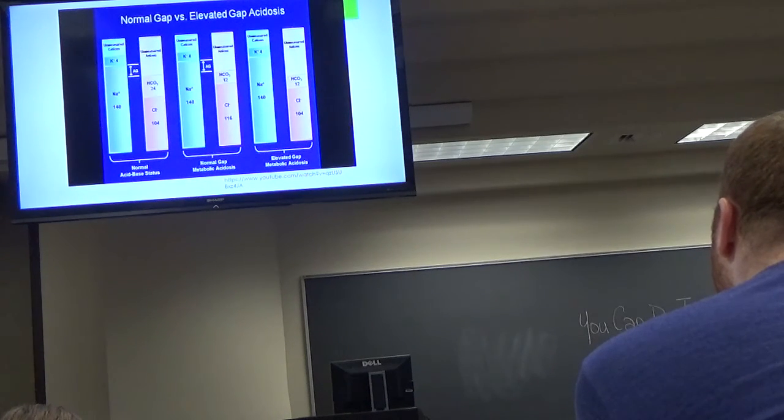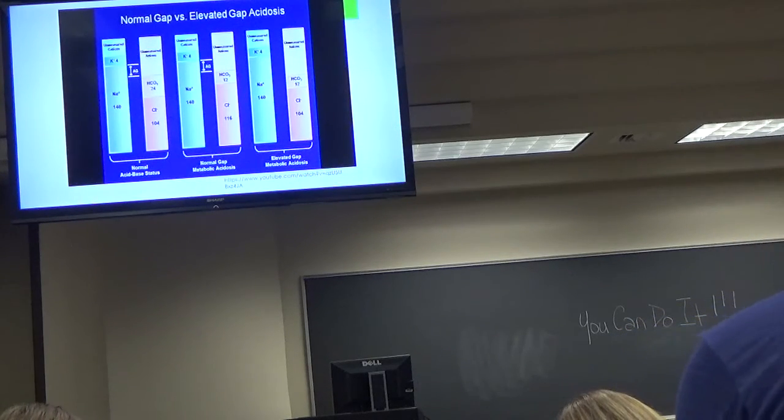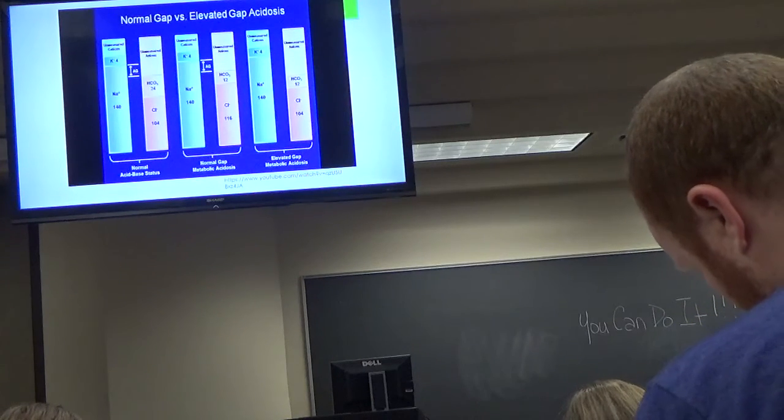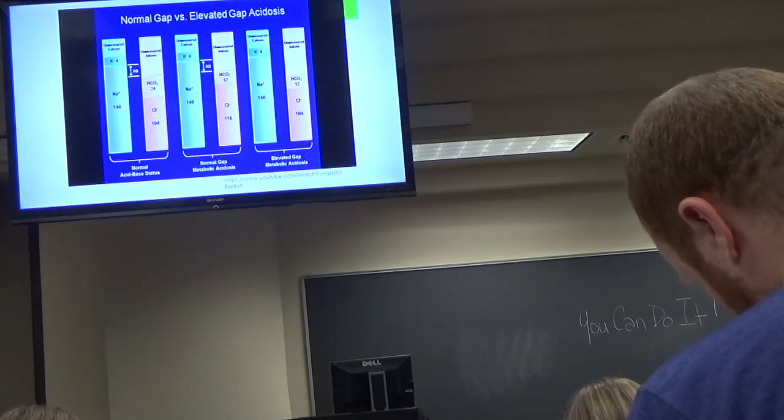So educate the patients, especially at the very bottom, if they develop nausea, vomiting, lethargy, abdominal pain, rapid breathing, or a change in mental status. That would be a common thing.